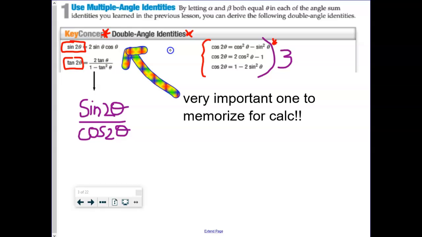You want to think ahead. Do I want cosines and sines? Do I just want cosines? Do I just want sines? So you've got to look at the rest of the problem to figure that out.